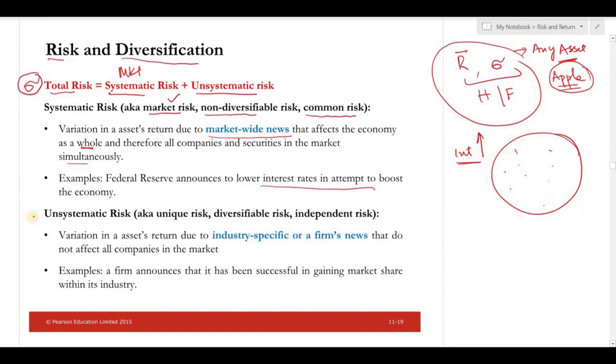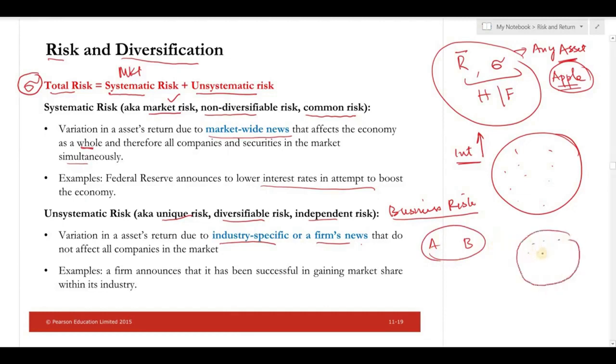And unsystematic risk is called the business risk, right? This is also called unique risk, diversifiable risk, or independent risk. We also call it business risk, the risk that is particular to a business. Okay, and it can be managed. It is the variation in asset return due to industry-specific or a firm's news that does not affect all the companies. For instance, if A and B merged, that is a news item related to the company, so it is not affecting all other companies in the market. Okay, so that's why it's called unsystematic risk.